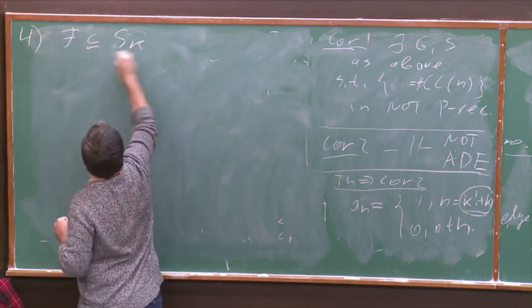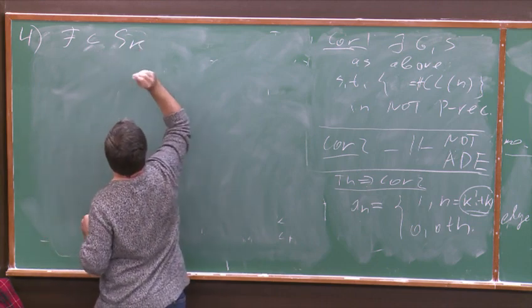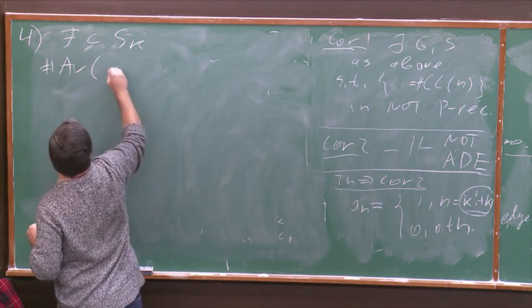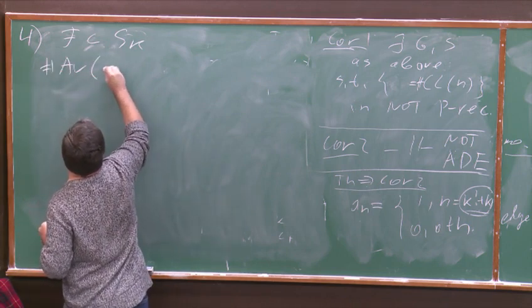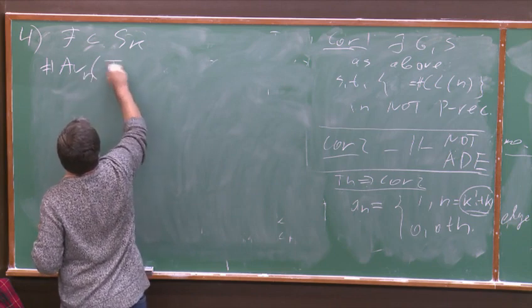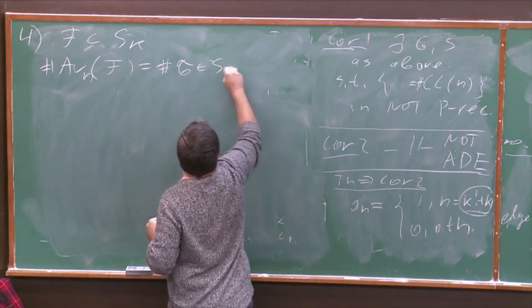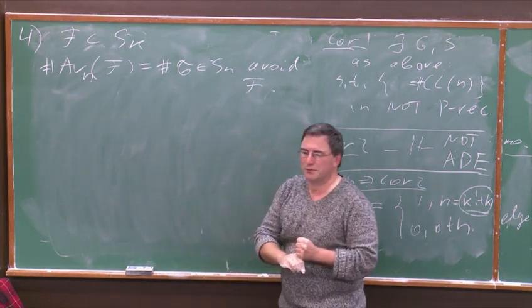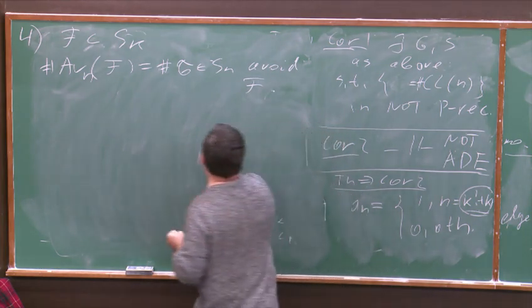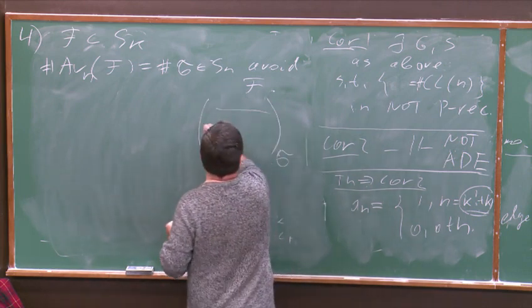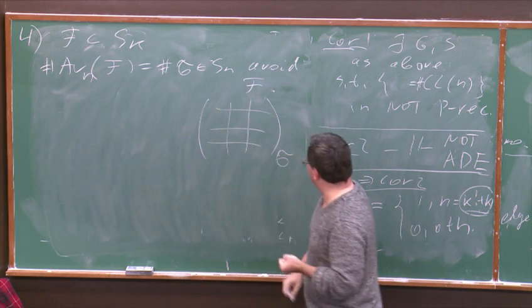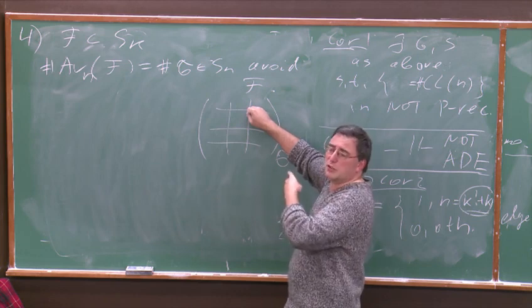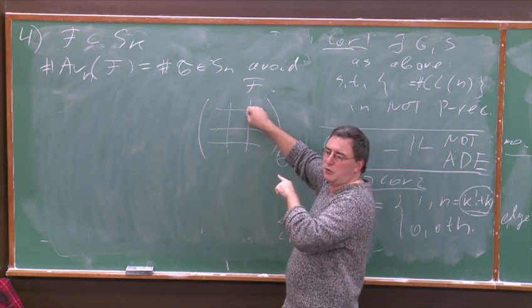So suppose we have a finite subset F of a symmetric group Sk, and I'm going to look at the number of AV_n of F, the number of sigma in Sn avoiding all F. Just to understand what avoiding means, it's easier to think in terms of containment. You think of sigma as a 0-1 matrix. If you can have a submatrix which is the matrix of another permutation, we say that it contains it. Otherwise, it avoids it.